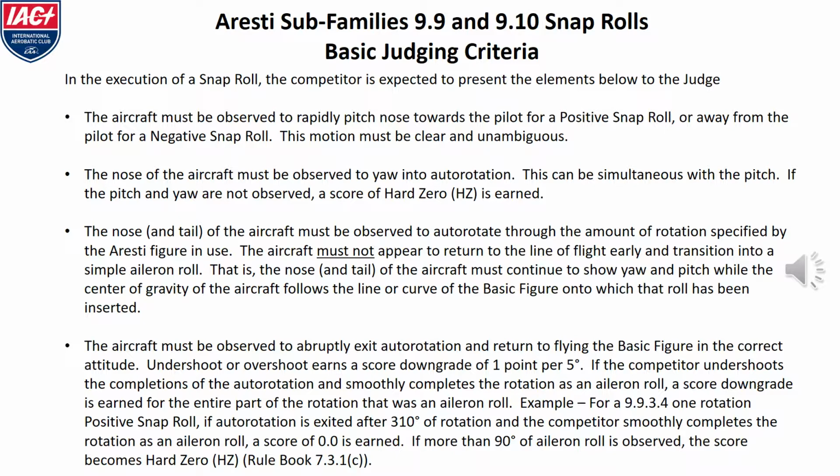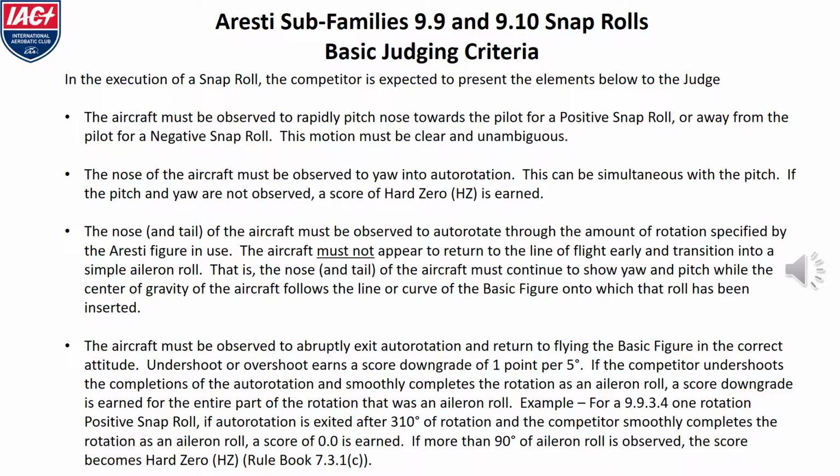The nose and tail of the aircraft must be observed to auto-rotate through the amount of rotation specified by the Aresti figure in use. The aircraft must not appear to return to the line of flight early and transition into a simple aileron roll. The judge gets the best view by looking at the tail of the aircraft, which must continue to show yaw and pitch while the center of gravity of the aircraft follows the line of the basic figure onto which the roll has been inserted.